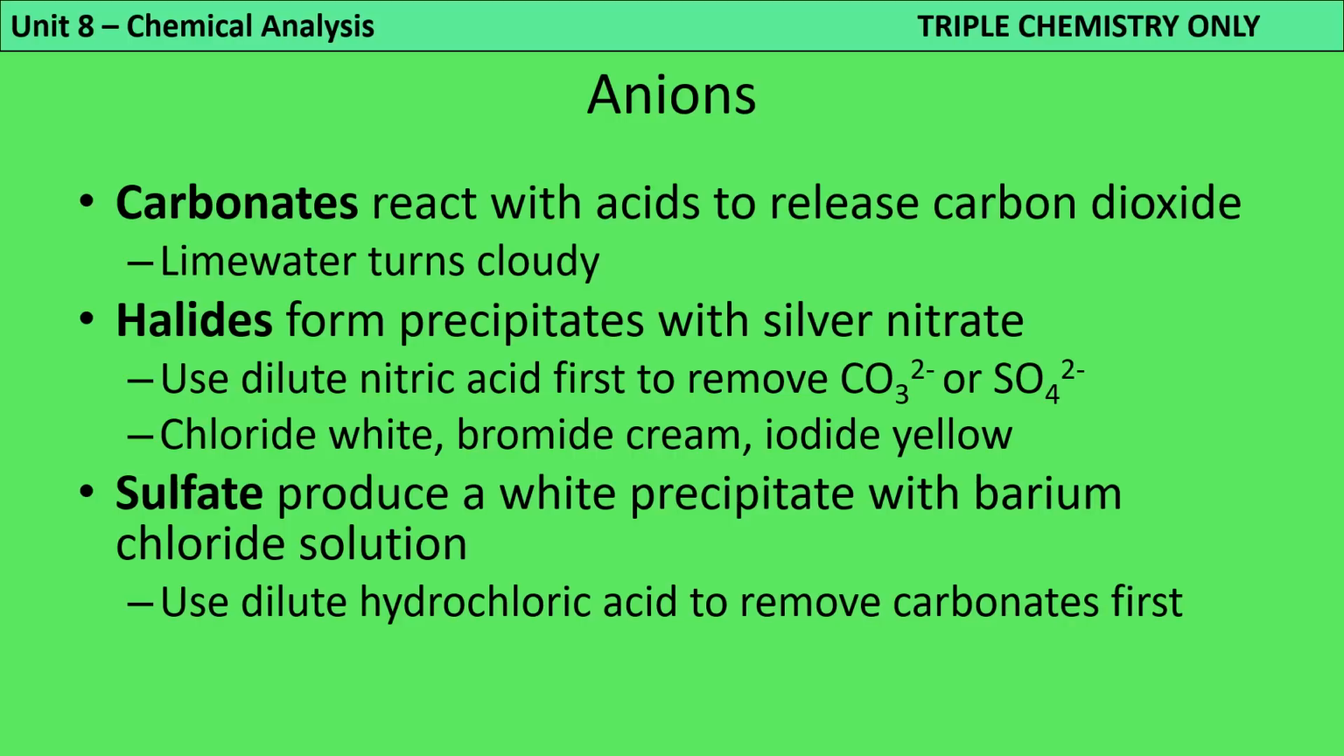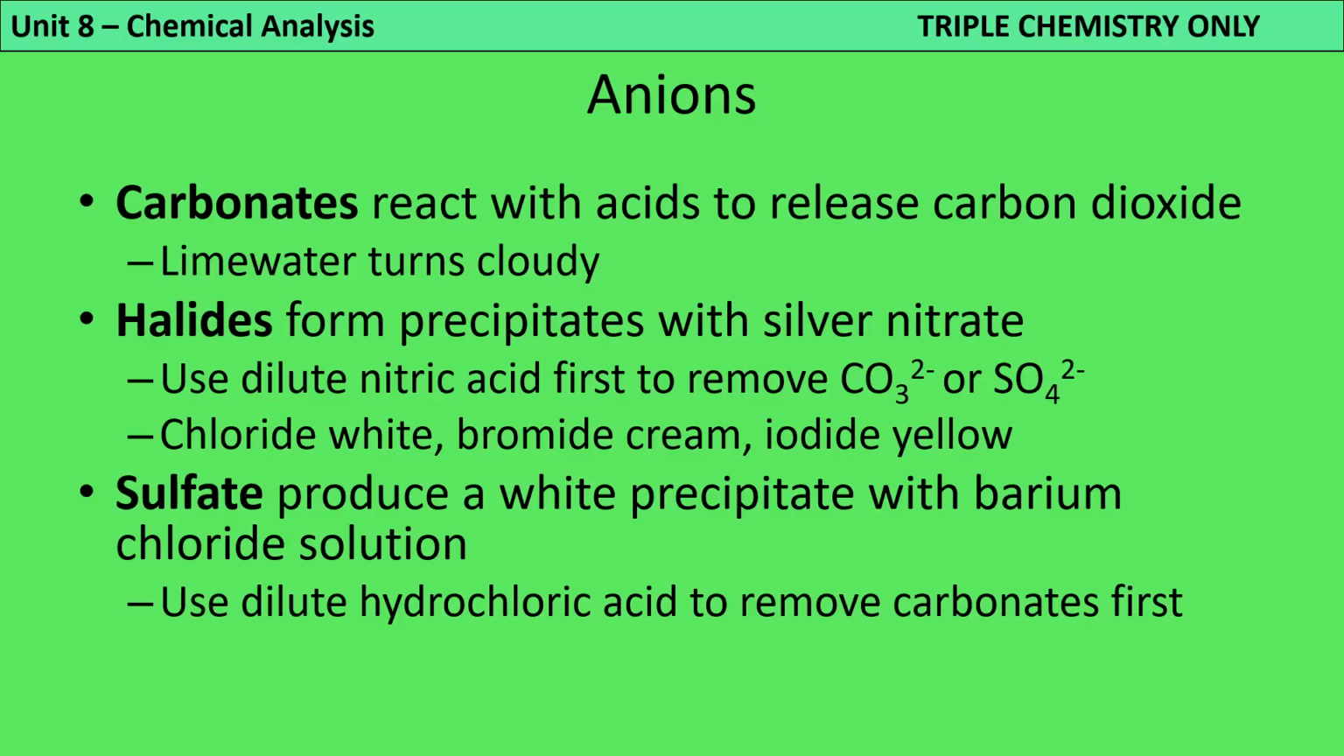Halides form precipitates with silver nitrate. Remember, halides come from group 7, so we're talking chlorides, bromides, iodides. Firstly, you need to treat the solution with some nitric acid to remove any carbonates or sulfates, because these would give you a false positive. Then you add your silver nitrate. If chlorides are present, you'll make a silver chloride precipitate, which is white. If bromides are present, you'll make silver bromide, which is cream. And if iodide ions are present, you'll make silver iodide, which is yellow.